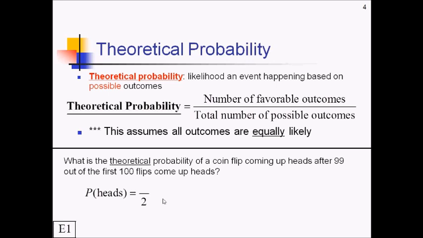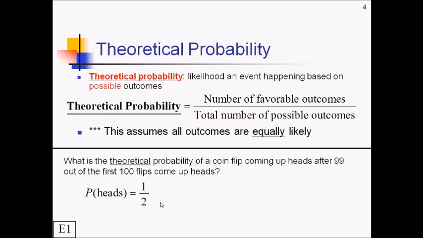Well, favorable just means it's the ones that we want to happen based on what we said here. If we're looking for heads, there is one way to get heads, and that is by flipping heads. So there's one favorable outcome. So we would say that the theoretical probability of a coin flip coming up heads is 1/2. It doesn't matter what has happened in the past. This is the key. It's all based on what is possible, based on how many outcomes there are and how many we actually want.